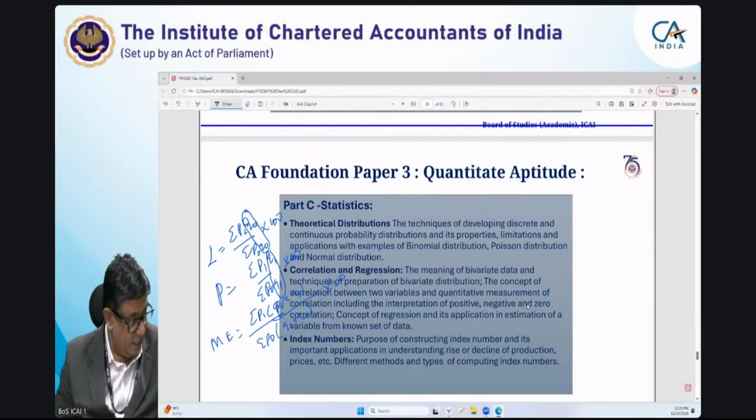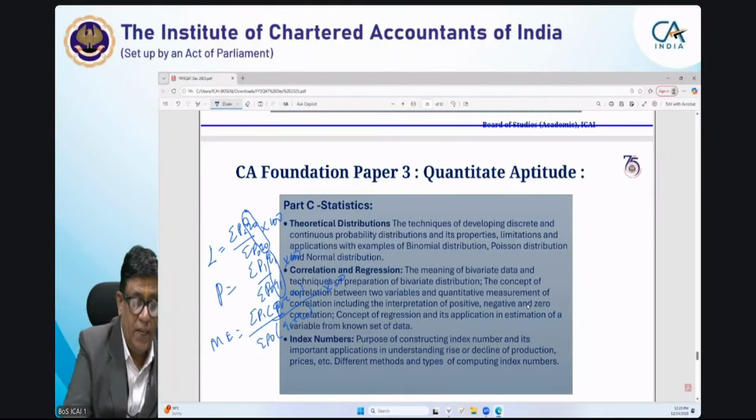And Fisher's index number is the geometric mean of the Laspeyres and Paasche's index numbers.